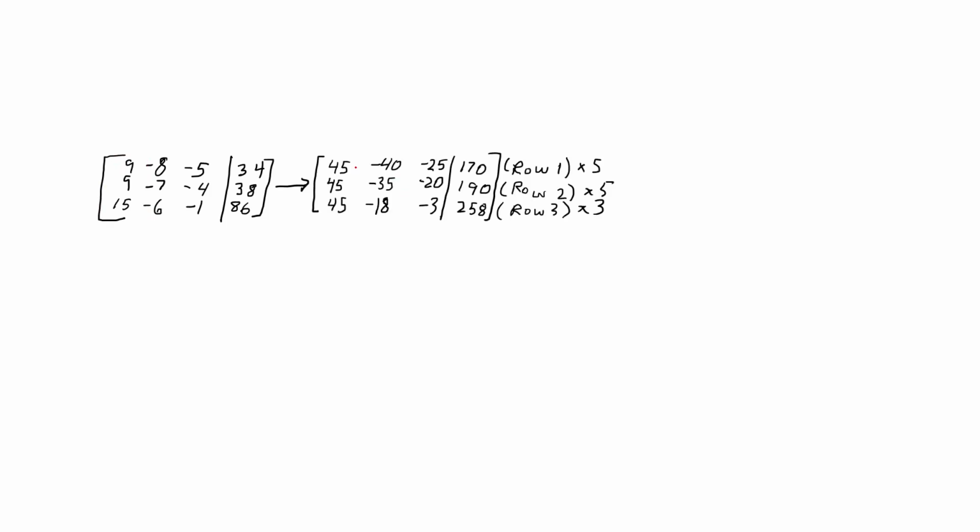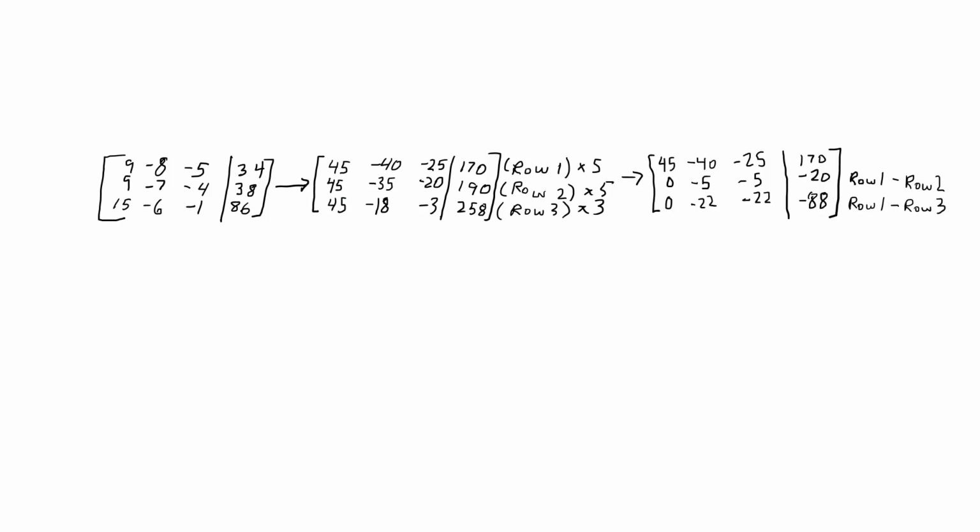And now what we're going to do is subtract row 1 minus row 2 and row 1 minus row 3, but not just the x column, all the columns. And when we do that, we get the values shown in front of you. Now, we're happy with the part of it where we've got the two zeros at the bottom of the X column.